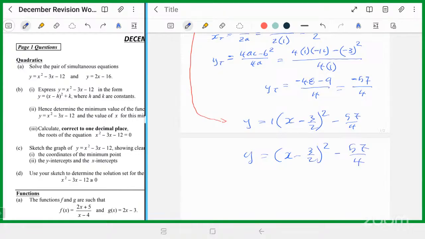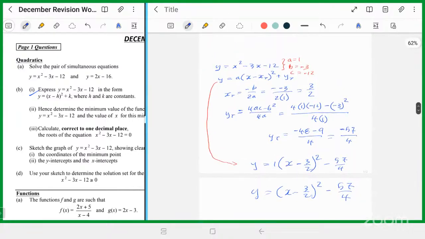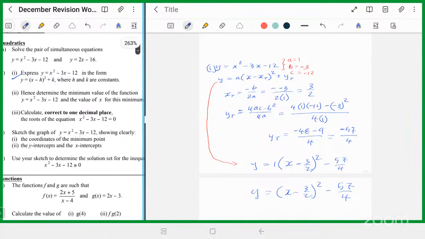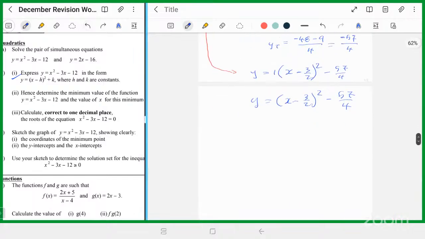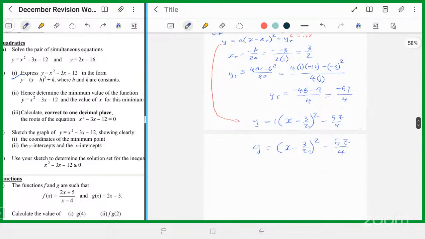That's the vertex form. So I've completed the square, the first part. That's part 1 we just did. Part 2 now is saying, hence determine the minimum value of the function, and the value of x for which it is minimum. So it's xt and yt now. The minimum point is at xt, yt.